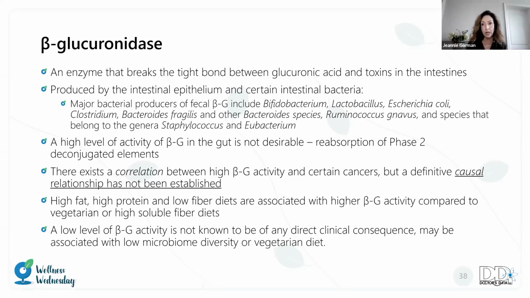And we don't know. It's a screening, so just be aware that further testing would be warranted if there was a high beta-glucuronidase. Also, high beta-glucuronidase could be attributed to a high-fat diet, high-protein diet. The low-fiber diets are also involved with that higher BG activity. A low level of beta-glucuronidase is at this point not known to be of any direct clinical consequence, may be a result of a beneficial microbiome that might be insufficient, and sometimes is tied in the literature to a vegetarian diet as well.